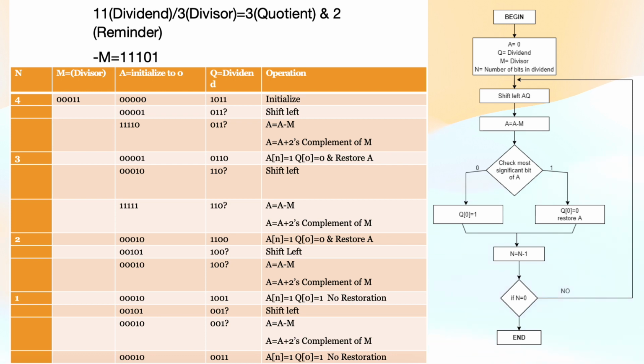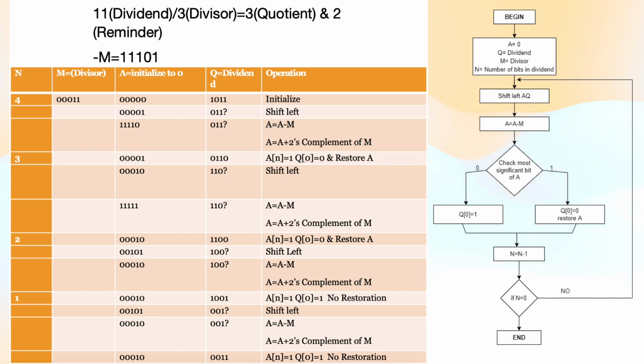Then we have to perform the operation A = A - M, which is similar to A = A + 2's complement of M, and after performing this operation A changes to 11110. As you can see in the flowchart, the most significant digit of A is 1, so we need to set Q0, the least significant digit of Q, to 0, and we have to restore the value of A. So now the value of A is 00001, and we have to decrement the value of N. So we have to perform similar operations further.